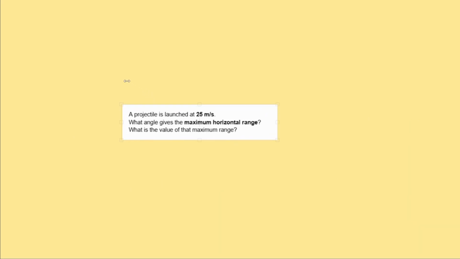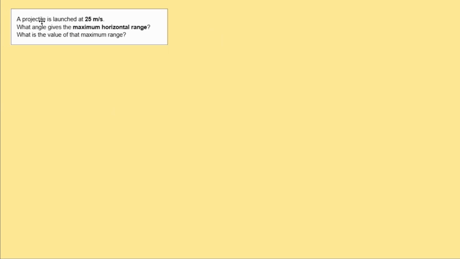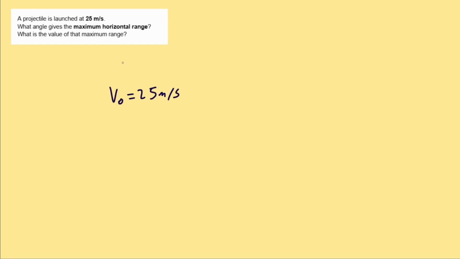This is the second last problem, and it's going to be a little bit trickier. So a projectile is launched at 25 meters per second. That's the initial velocity. What angle gives us the maximum horizontal range? So if we launch something, what angle do we launch at to cover the most distance? And what is the value of that maximum range? We're tasked with two things, the angle and the actual distance. So we're going to have to take a bit of a unique approach here.